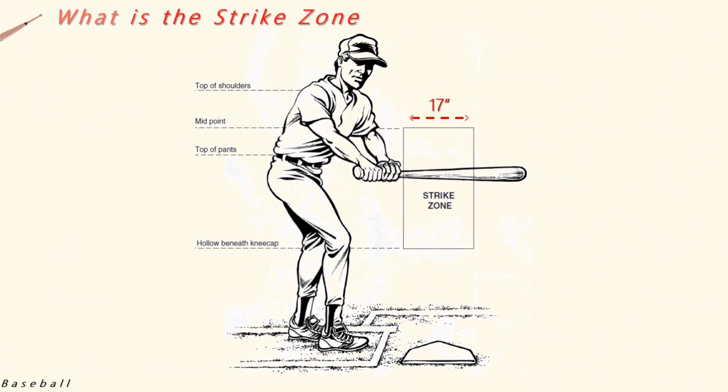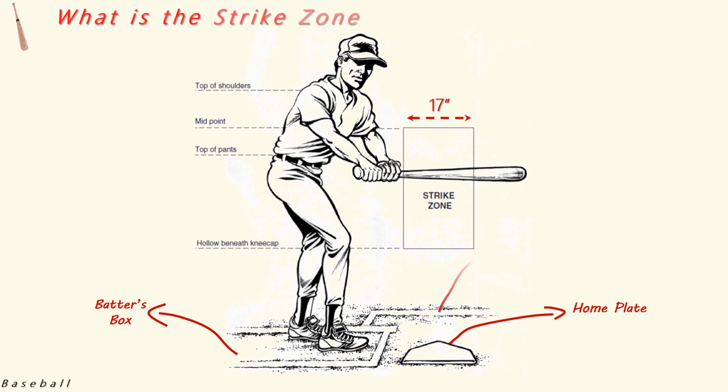The strike zone is an imaginary rectangular area over the home plate. The width of this rectangle is 17 inches, which is the same as the width of the home plate. The length of the rectangle is determined by the distance between two horizontal lines. The upper line is drawn at the midpoint between the top of the shoulder and the top of the batter's pants, and the lower horizontal line is drawn at the hollow beneath the batter's kneecap.